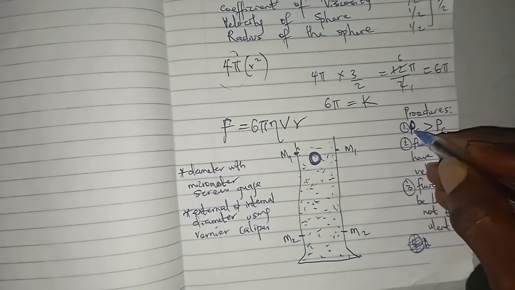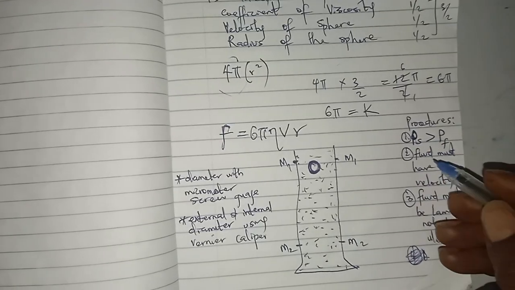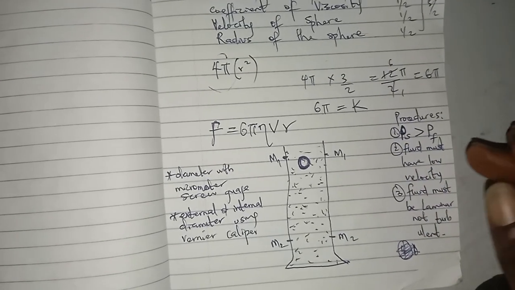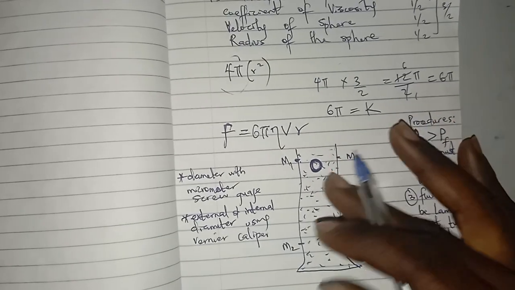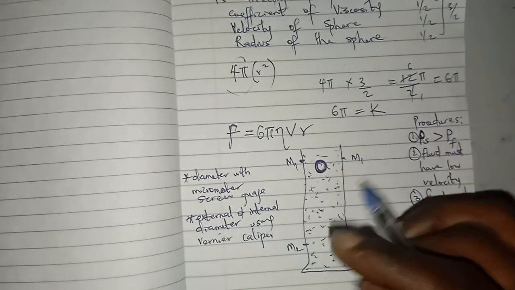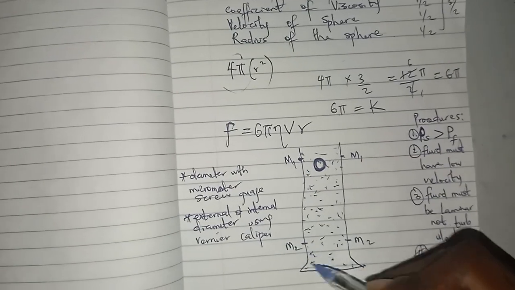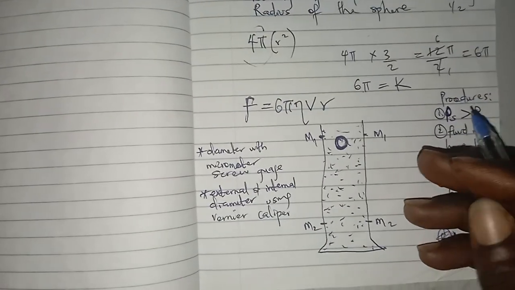If it's already known, that means this one should be greater. Because if the sphere's density is not greater than that of the fluid, it can't enter inside. It will just float. If they are equal, it will just float. So the density of the sphere has to be greater so that it can enter inside. So it can move from M1 to M2, possibly sink. But the sinking is not what we're checking.